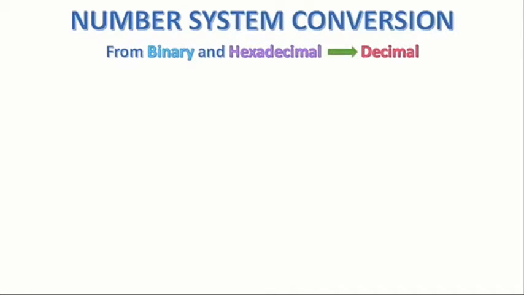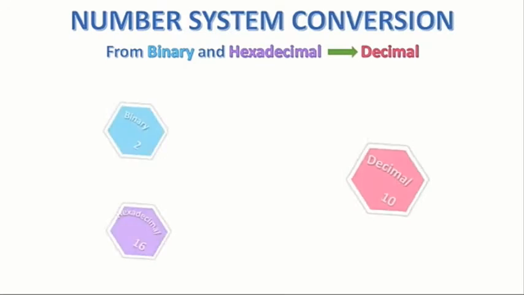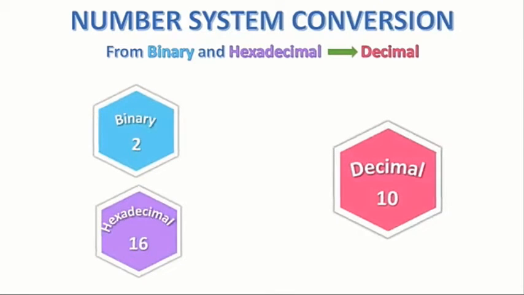And the next is from binary and hexadecimal. What will you do?